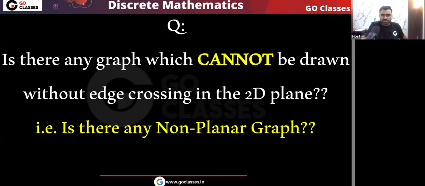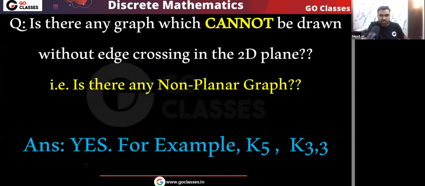So let me tell you the answer. Yes. The answer is K5 and K33. Okay, these are the most popular examples of non-planar graphs. K5, the complete graph on 5 vertices, and also K33, that is the complete bipartite graph K3,3.